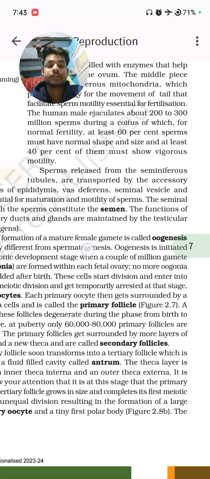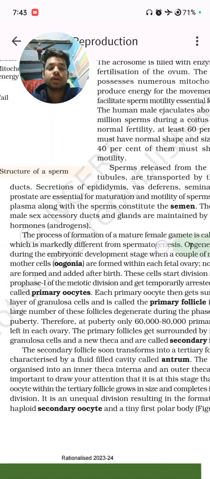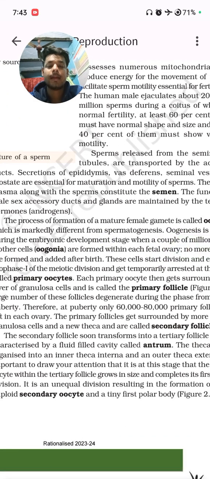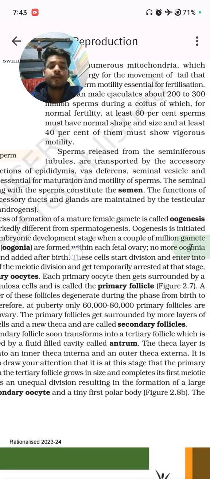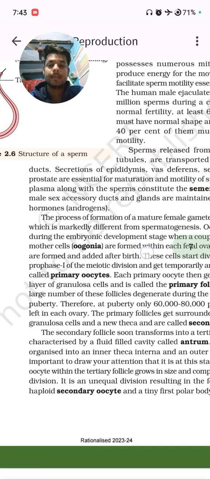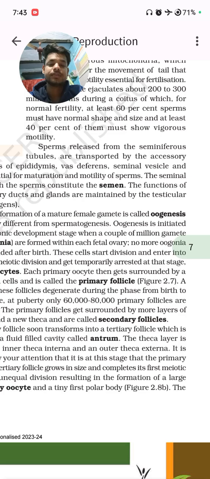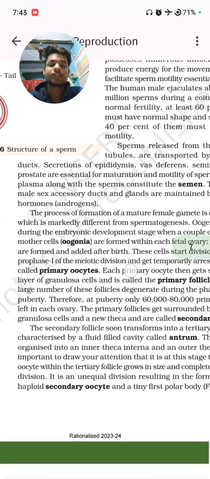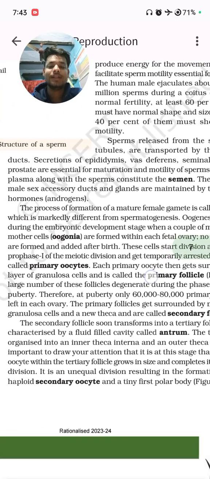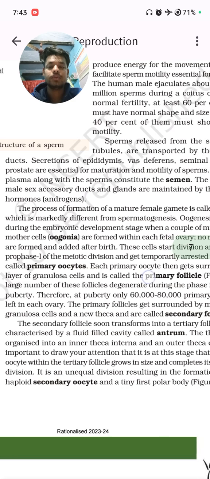Sperm released from the seminiferous tubules are transported by the accessory ducts. Epididymis, vas deferens, seminal vesicle and prostate are essential for maturation and motility of sperm. The seminal plasma along with the sperm constitutes the semen. The functions of the male sex accessory ducts and glands are maintained by the testicular hormone androgen.